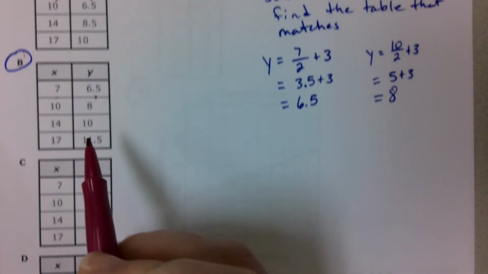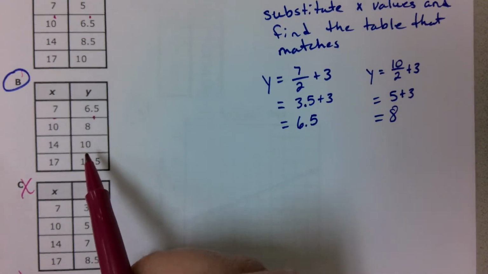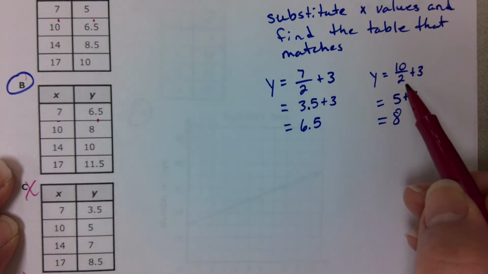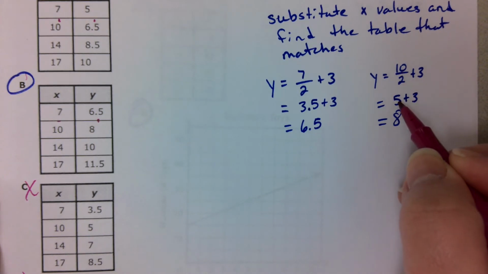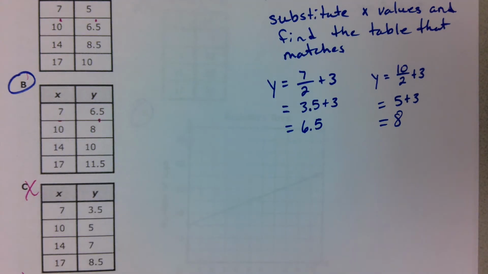This one works. That one doesn't work. And this one doesn't work. So the only one that works is B. I did check one more value. I substituted 10 in for x just to double check the second y value. And 10 divided by 2 is 5, plus 3 is 8, so that works. And if you continue on, you will find that all of those work for the table on B.